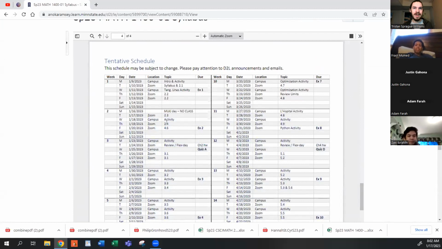I'm trying to highlight this. I can't really highlight it. That's okay. Right there. There's week 2. So you see Monday, MLK Day, no class.